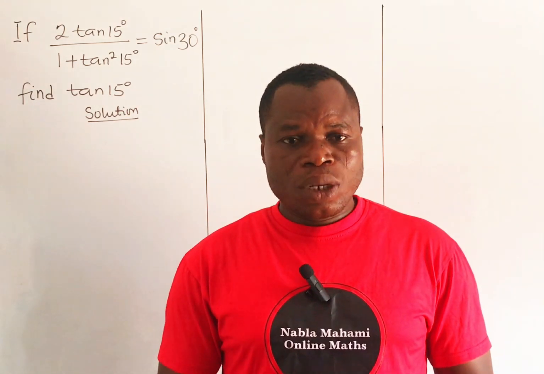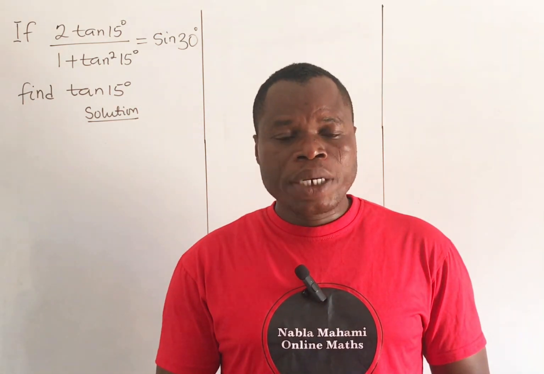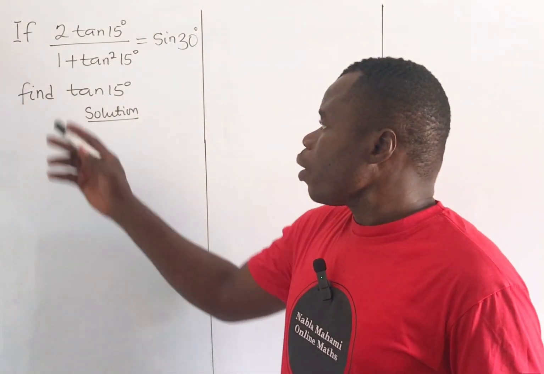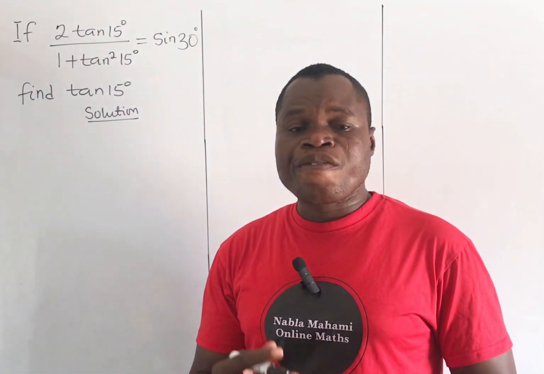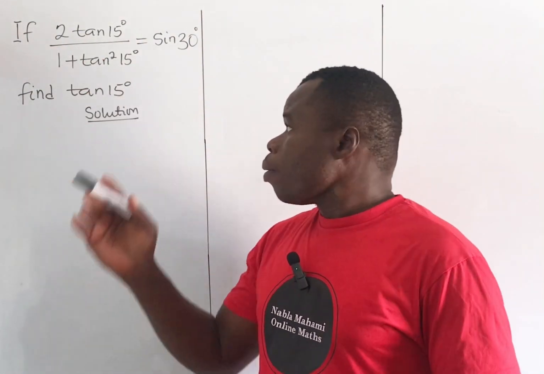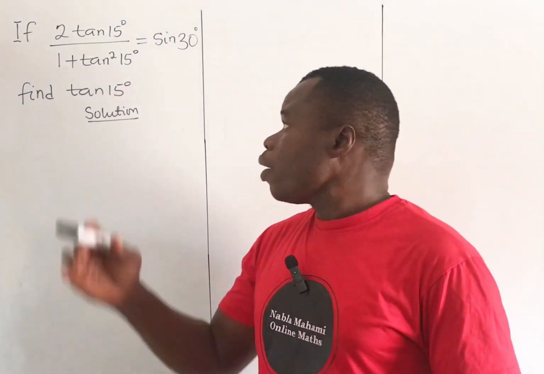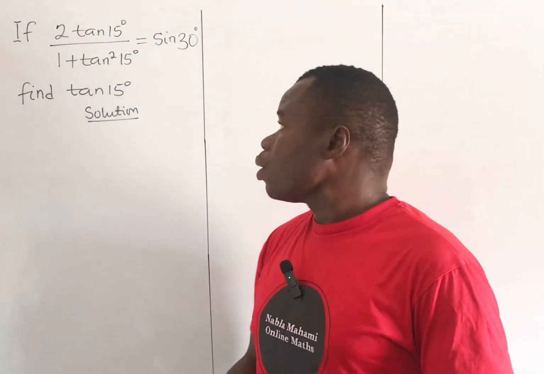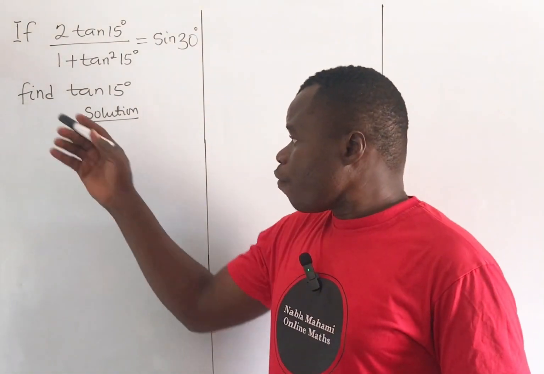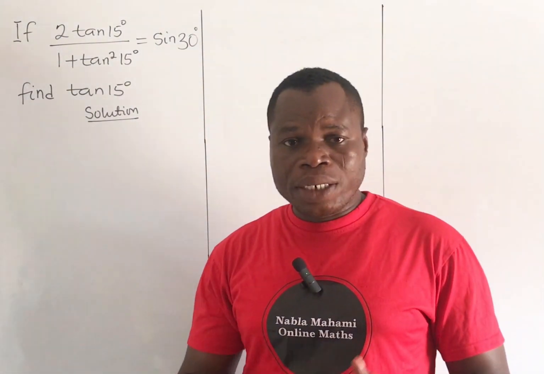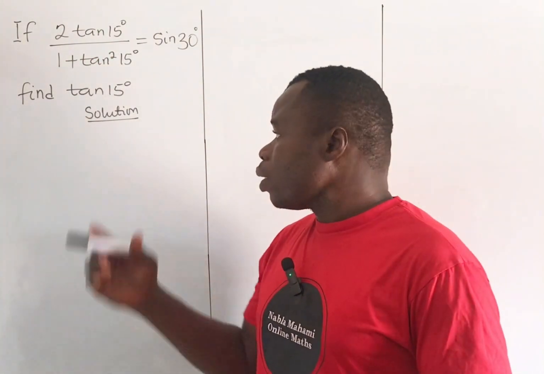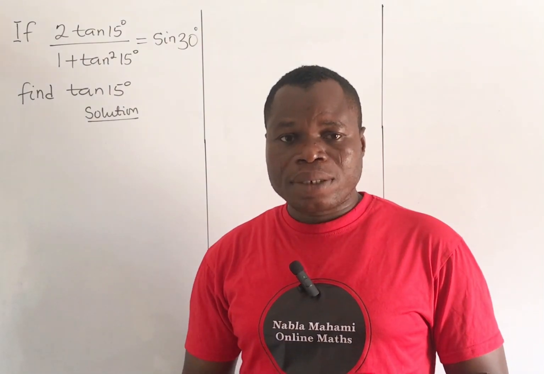In this lesson, we are going to solve a simple trigonometry question. And the question is, if 2 tan 15 degrees all over 1 plus tan square 15 degrees is equal to sine 30 degrees, find tan 15 degrees. So this is the equation and we are asked to find tan 15 degrees.